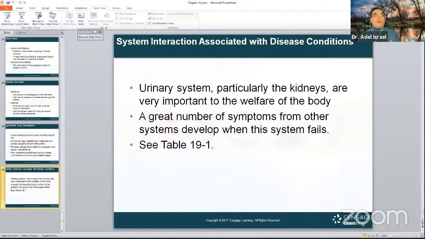Okay, I need you to focus on the following terms. Number one, what is polyuria? Polyuria means excessive urination or multiple urination. What is oliguria? This is the opposite.